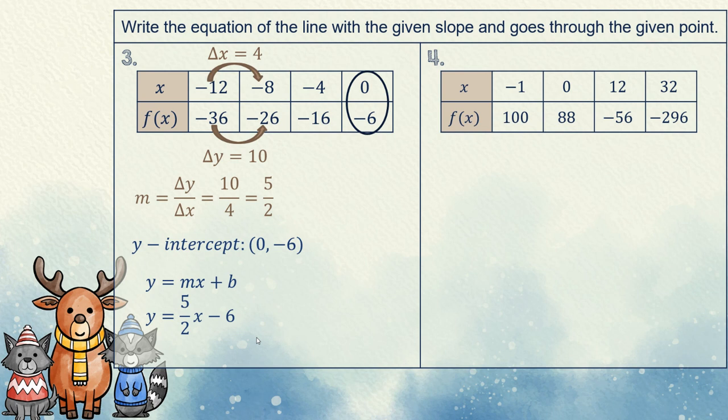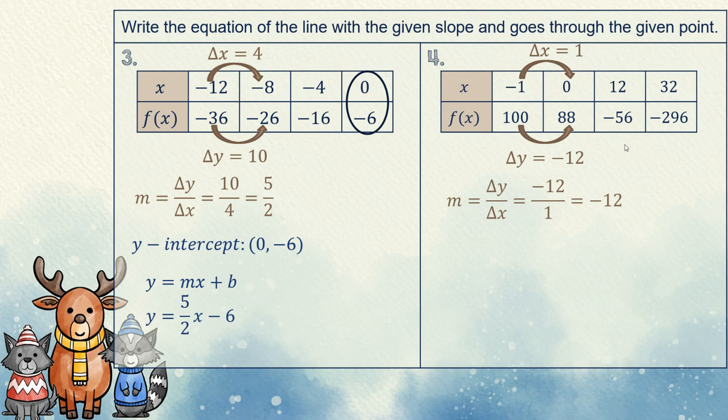For our last one, we have 100 to 88 for our change in y. To get from 100 to 88, we are subtracting 12. Now my change in x, to get from negative 1 to 0, is just adding 1. So for my slope, I put my change in y over my change in x. I get negative 12 over 1, which is equal to just negative 12.